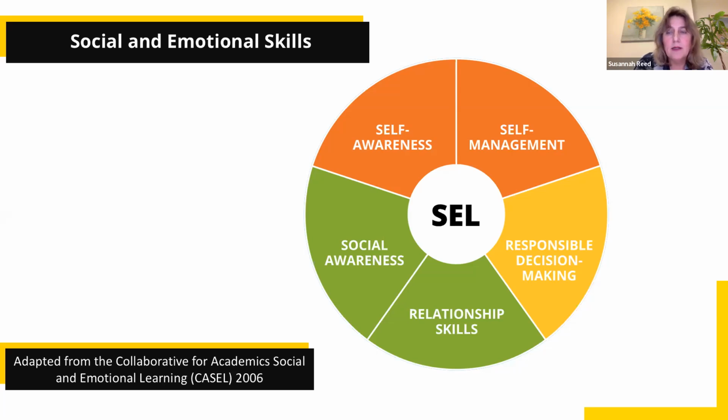Relationship skills, so being able to get on with other people, communicate effectively, listening to others, collaborating, and asking for help when you need it. And responsible decision making, so being able to make good decisions based on different factors such as health and safety and the possible consequences of your decisions on yourself and other people. So how do we build developing these skills into our English language classes?